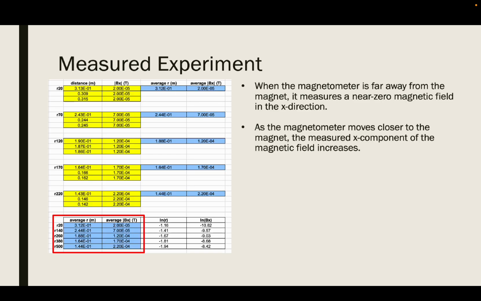Here are the measured results of different x components of the magnetic field for 5 distances. As we can see, the longer the distance, the smaller the magnetic field. When the magnetometer is relatively far away from the bar magnet, the magnetic field is nearly zero.